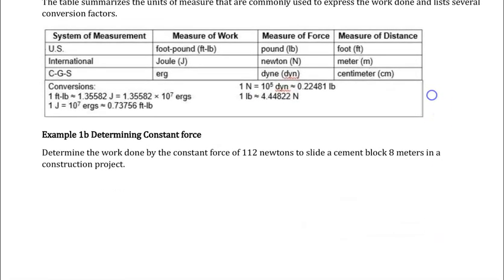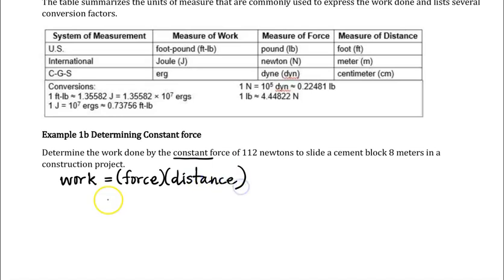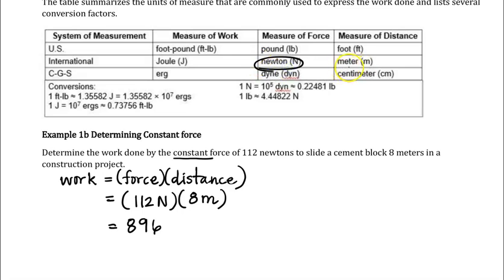Here we'll see another example where we're looking for the work done by a constant force of 112 newtons to slide a cement block 8 meters in a construction project. We're using the same formula as before, that work is equal to force times distance. Force is 112 newtons. The distance that it travels is 8 meters, to give us a final answer of 896. When we take newtons and multiply them by meters, our resulting answer is in joules. So it takes 896 joules to move that cement block 8 meters.